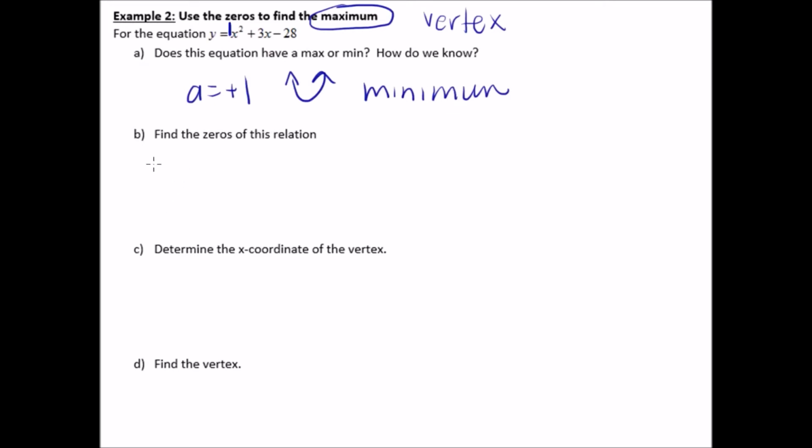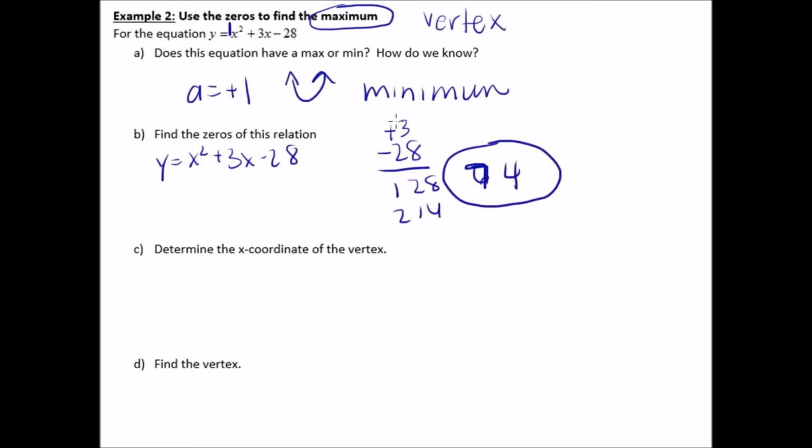Okay, find the zeros. So let's go ahead and factor. What two numbers multiply to negative 28 and add to 3? 1 and 28, 2 and 14, 3, 4, 5, 6, 7. 7 and 4 are going to work. And if they have to add to positive 3, then we're going to put that negative on the 4. Okay, so x plus 7 and then x minus 4.